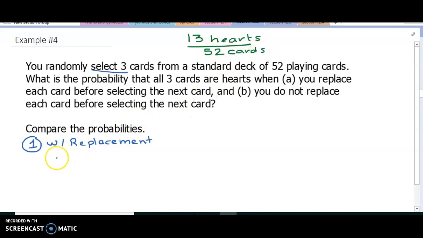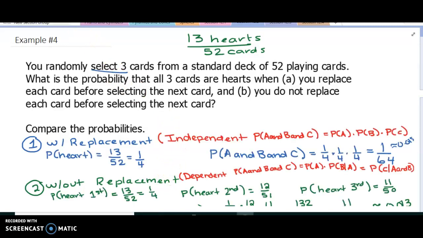Okay, so I want you to find 1, what's the probability that all 3 are hearts when we replace each card before selecting the next? And 2, when we don't replace it. Okay, and I'll give you a hint. One of these is independent, one is dependent, and which one it is determines which formula you use. So go ahead and try this one on your own, and then we'll go over it.